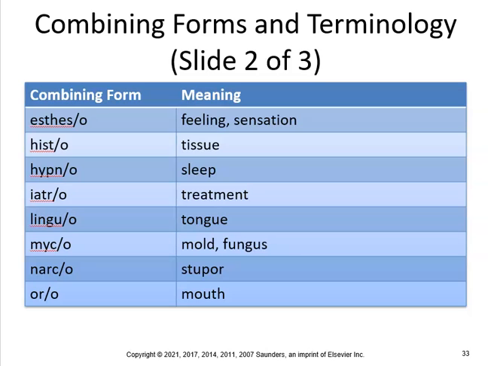His, tissue, so antihistamine, agent that acts against histamine production in the body, and histamine is released as a result of an allergic reaction. Hypno, sleep, so hypnotic, pertaining to a condition of sleep. Iatra, which is treatment, so iatrogenic, pertaining to an adverse condition that's caused or produced by a physician or a special treatment. Lingual, so lingual, sublingual, underneath the tongue. Myco, mold and fungus, so erythromycin, antibiotic that's produced from a red mold. Narco, stupor, a narcotic, pertaining to a substance that produces stupor.